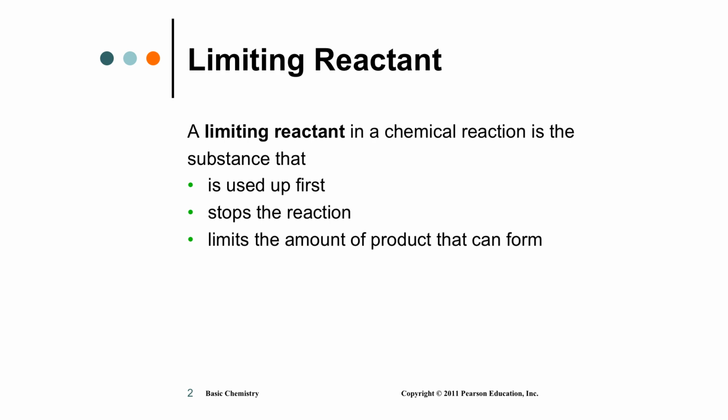If I am making a compound of 1-to-1, say, for every one of one element, I need one of the other. And if I run out of one, I can only make a little bit of product. So it limits the amount of product you can make. So here's some weird examples.